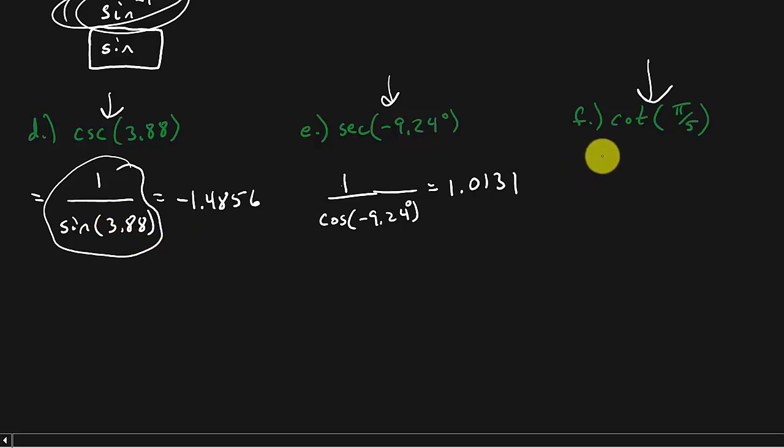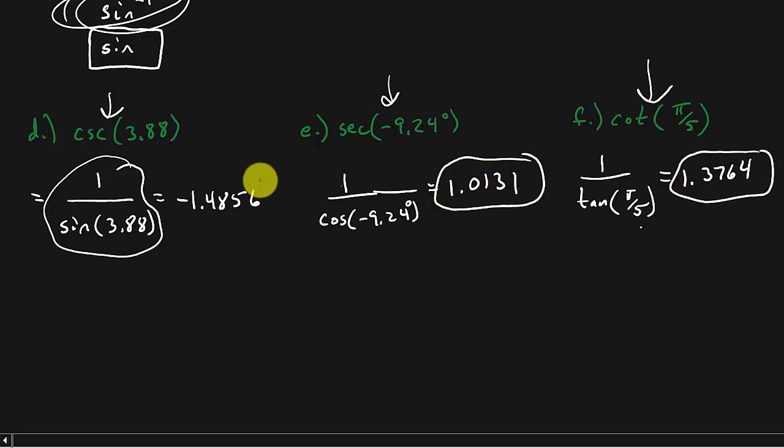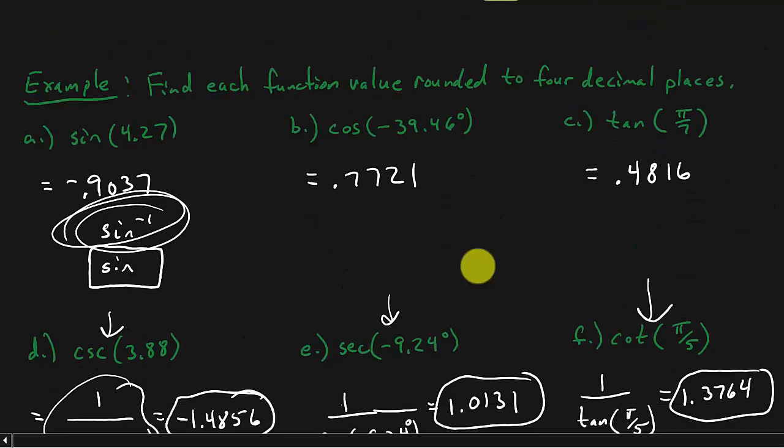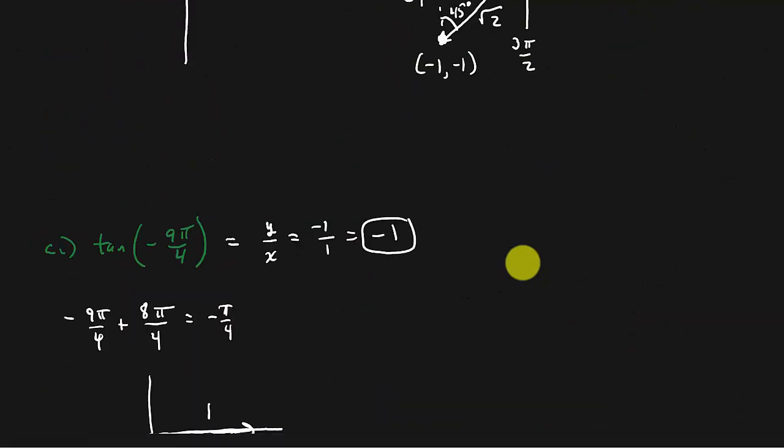And then this one, this would be 1 over tangent of pi over 5. So you'll type in 1 divided by tangent pi divided by 5, close your parentheses, hit enter. And if you did it correctly, you will get 1.3764. There's the answer to that one, and that one. And look at that. That is the last ones. That's the last problems. So hopefully that helped.